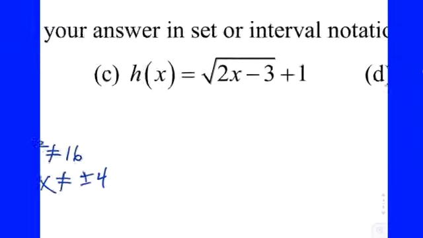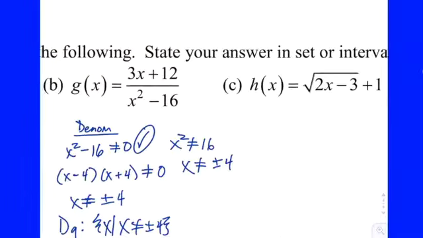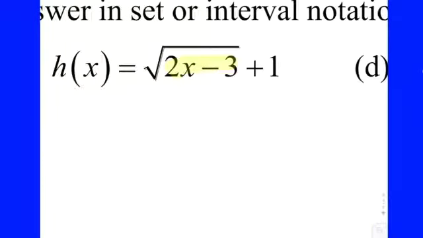Letter C. We got h of x is the square root of 2x minus 3 plus 1. Do we have a denominator? No. Do we have any negative exponents? No. So now we're looking at the other case, right? We have obviously a square root. And so we don't care about the plus 1, just like over here we don't care about the 3x plus 12. For domain purposes, and domain purposes only, we are just interested in the thing under the radical.